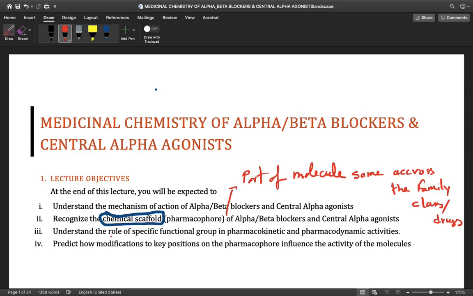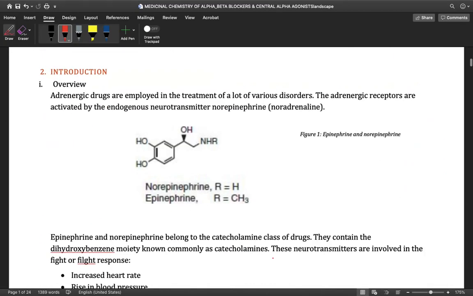And also understand the role of specific functional groups as it relates to the pharmacokinetic and pharmacodynamic activities. Predict how key positions on the pharmacophore can influence the activity of the molecule. All right. So, quick overview here. Adrenergic drugs are employed in the treatment of various disorders, and the key is they can either be agonists or antagonists. There are adrenergic receptors all over the body, and we are going to look at some of the specific receptors and what therapeutic targets they can be used for.